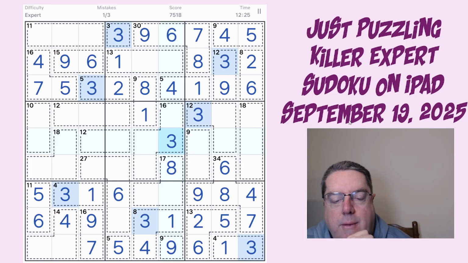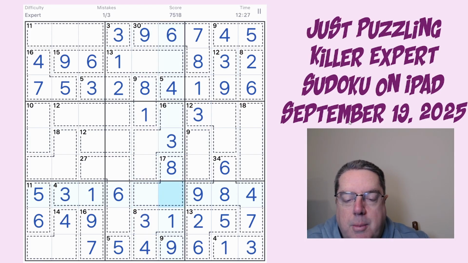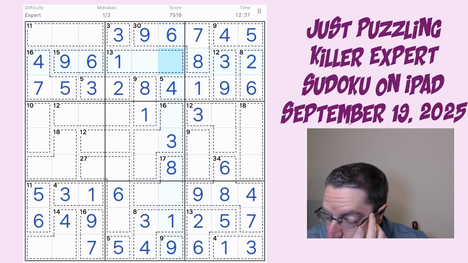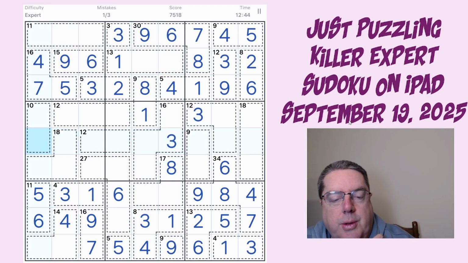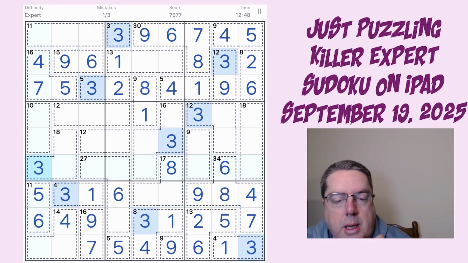2, 7 and 5 are the other numbers. So 5 can't be here. So 5 is one of these two. 8 and 3. So 8 can't be there. 4 can be there. So 8's there. 3 comes across here. 3 comes across here. 3 comes down here. 3 comes up here. So that's a 3.